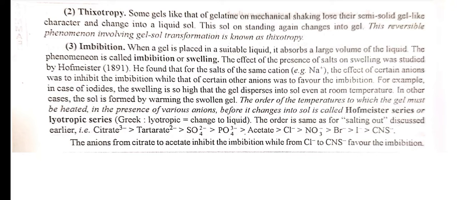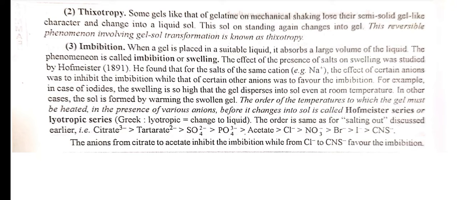The order of the temperature to which the gel must be heated in the presence of various anions before it changes into sol is called the Hofmeister series or lyotropic series. In Greek, lyotropic means change to liquid. The order is the same as for salting out discussed earlier.